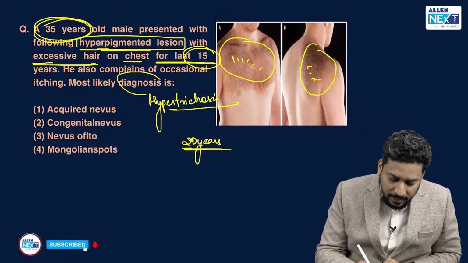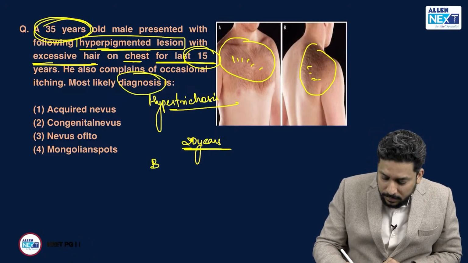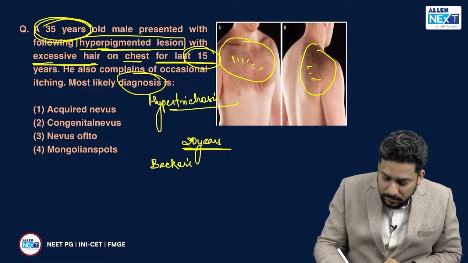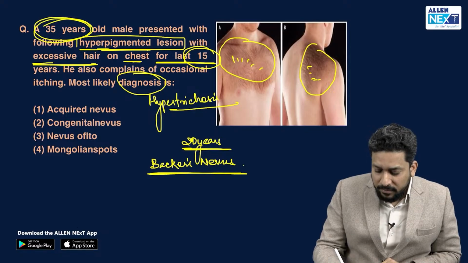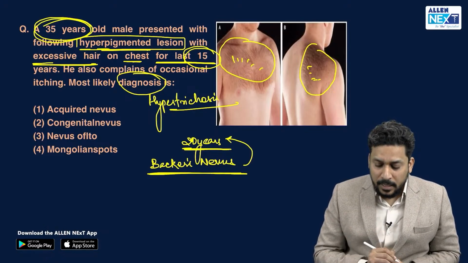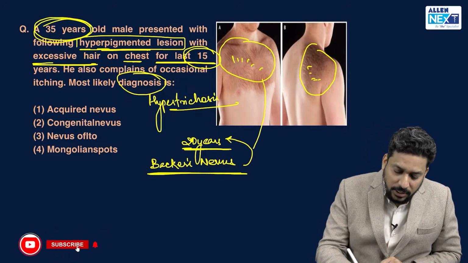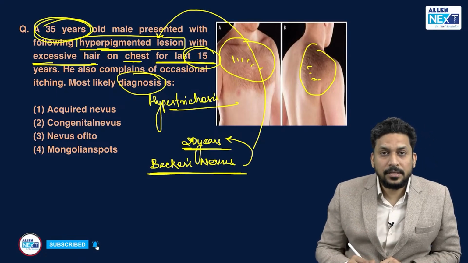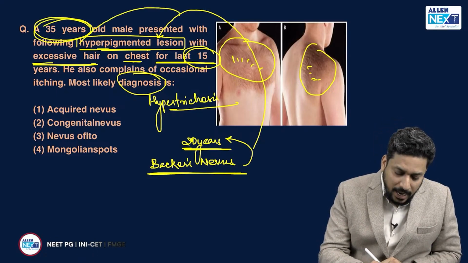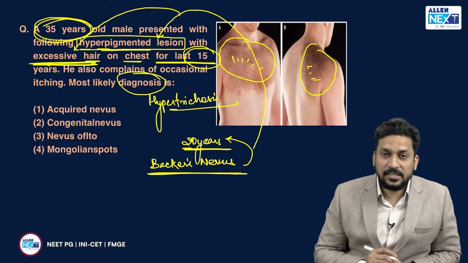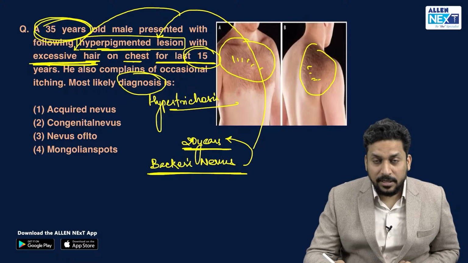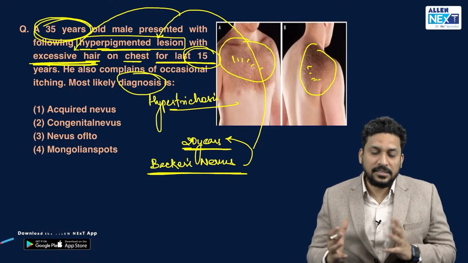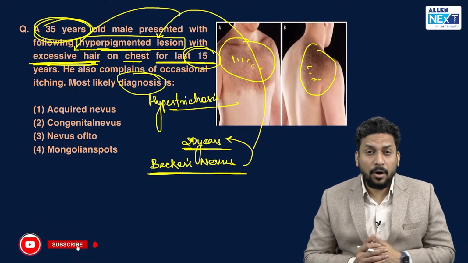So most likely diagnosis is Becker's nevus. Why? Because Becker's nevus usually develops during teenage. In this nevus, initially hyperpigmented lesion develops, which is followed by hypertrichosis, that is growth of excessive hair follicles. The common site is generally trunk as shown in the image. So the diagnosis is Becker's nevus, but Becker's nevus is not there in the option.